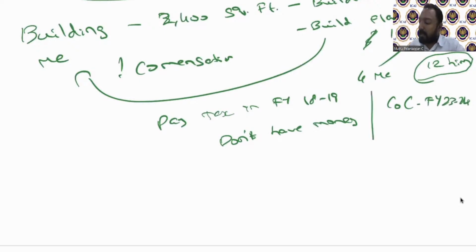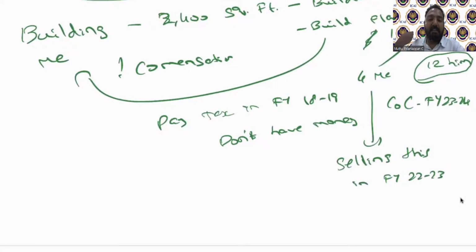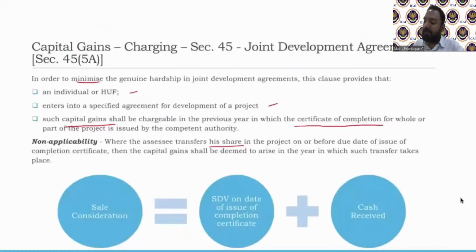But I am selling these 4 flats in financial year 22-23. Even for these 12 flats, the registration of land and all is happening in 22-23. So I'm finally transferring it to someone, or I'm receiving money, in 22-23 itself. Then what happens is it will be taxed in 22-23. So it will be taxed in the year in which such transfer takes place.